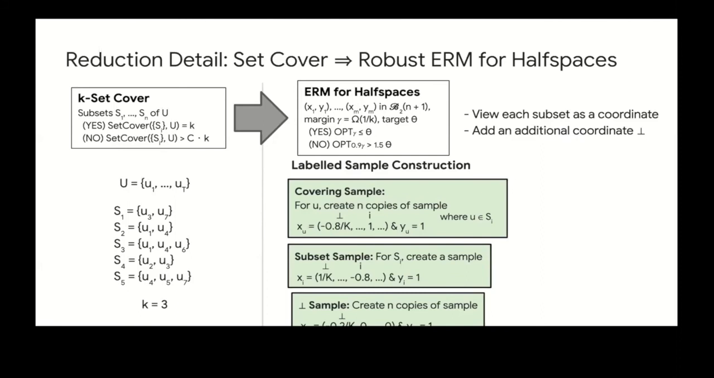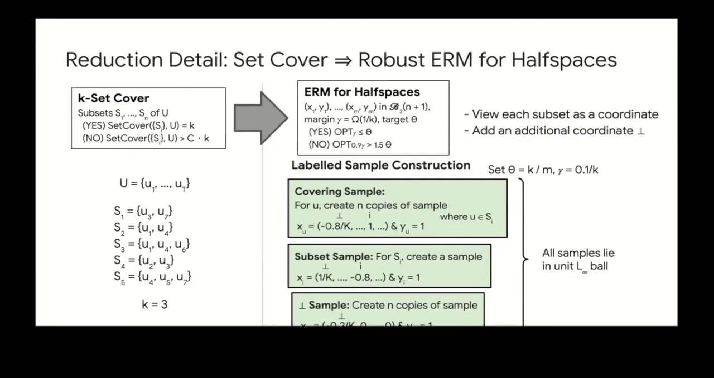The only difference is the subset sample. So previously for the clique, we misclassify whenever we are outside of the clique. But here we will misclassify whenever we are in the set cover.